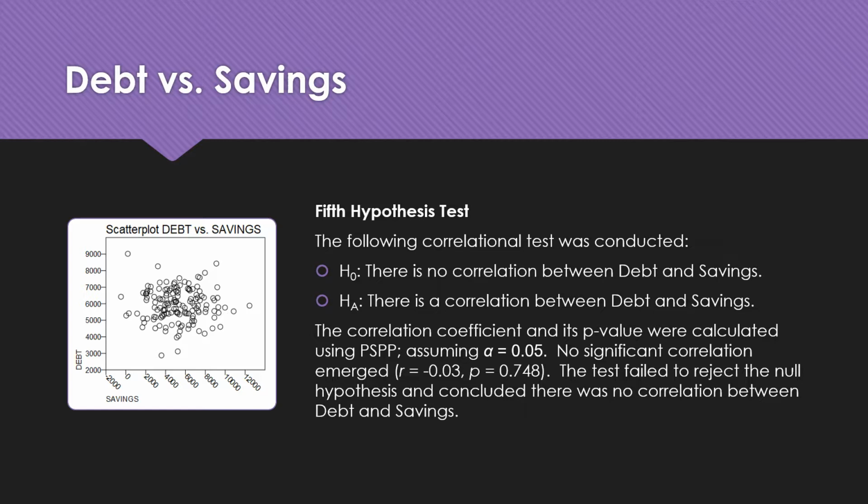So our null hypothesis here would be there is no correlation between debt and savings. In the alternative hypothesis, there is a correlation. In this case, no significant correlation emerged. You can see that on the scatter plot.